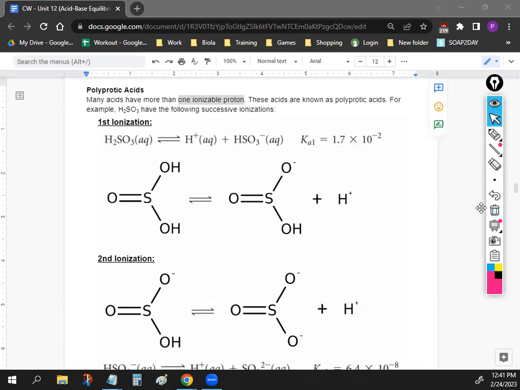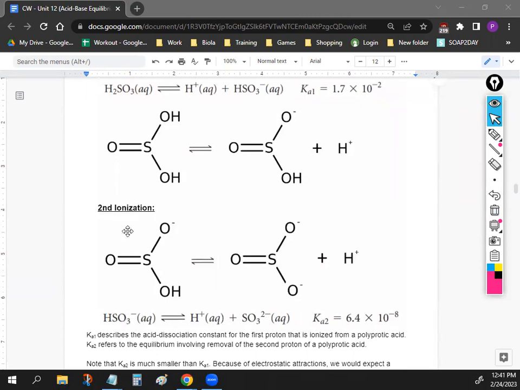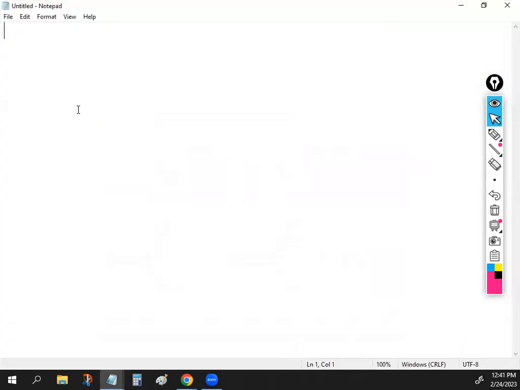However, the conjugate base right here, if you notice, is also an acid. This is a weak acid. So what it can do is this compound right here can have a second ionization where it releases an H plus. And that acid has its own Ka value. Okay, so it's like a two-step process, and each step has its own Ka or equilibrium constant value. Does that make sense?